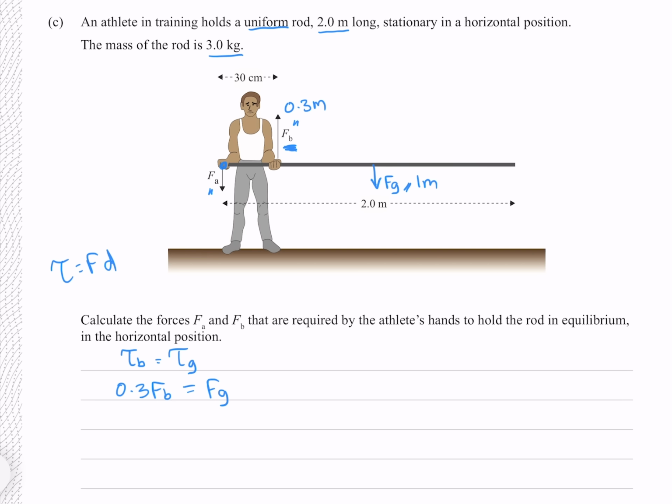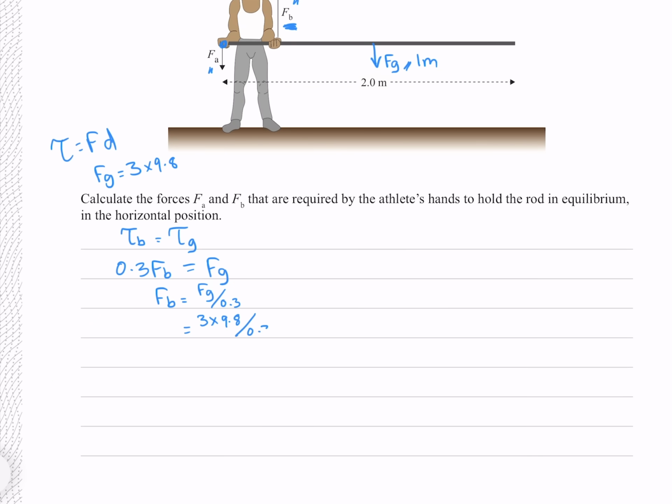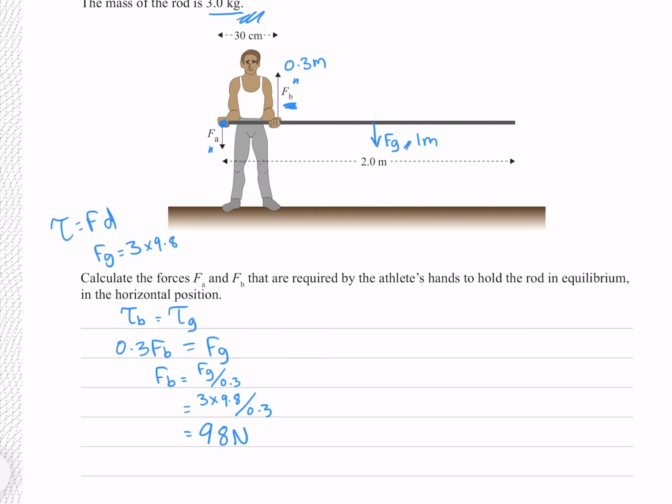Dividing both sides by 0.3, and knowing that our Fg is going to be our mass times gravity, which is going to be our 3 kilograms, multiplied by 9.8, we can make that substitution, giving me 98 newtons. Now to find our Fa, we could make our pivot Fb and calculate the torques from there. However, there is a quicker way.